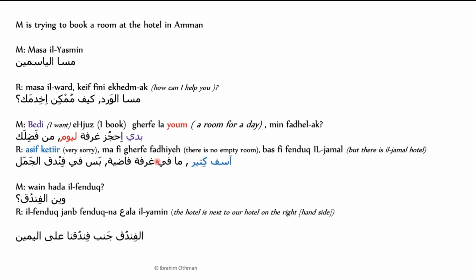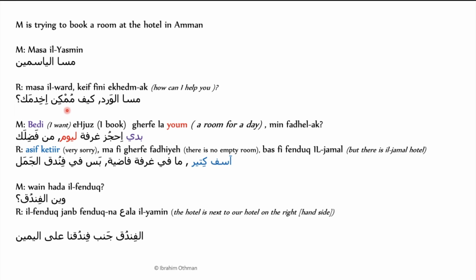We've got another dialogue. M is trying to book a room at a hotel in Amman. M says, مسا الياسمين, and Yasmin means jasmine. An R says at the hotel, مسا الورد.